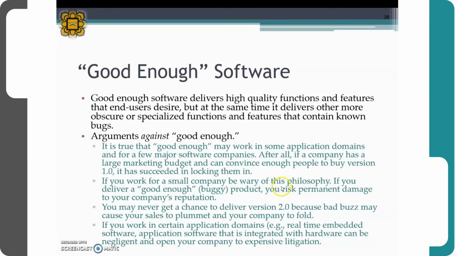They will not buy your software anymore because the first reputation is already tarnished. You may never get the chance to deliver the second version because of the bad reputation. But if you work in certain domains, such as application software that is integrated with hardware, you cannot afford to have any error, or your company may be at risk of being sued.